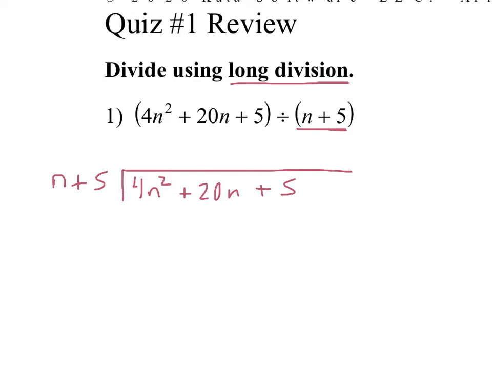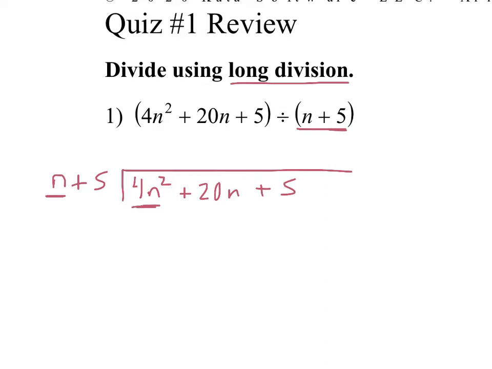Now we need to see what times n gives us 4n squared. Wait, you don't change the sign? No. For long division, you don't change the sign. And what's long division? It's like the one we're doing now. The stuff we were doing before, short division? It's synthetic division that is the other one.